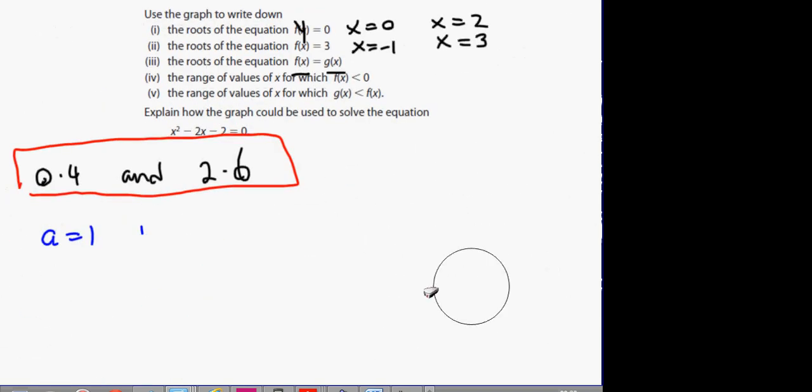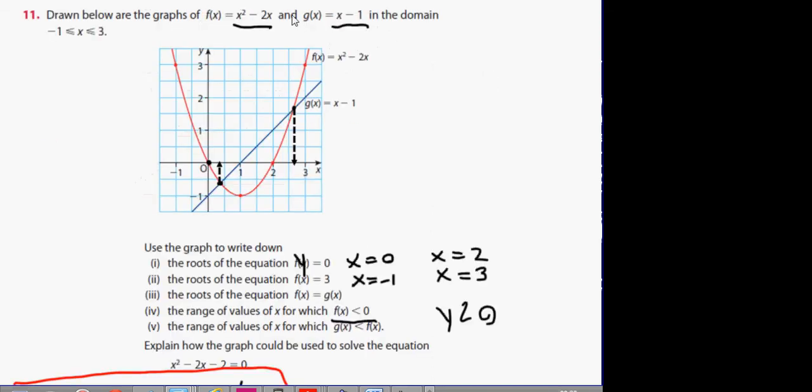What range of values of x for which f of x is smaller than 0? What does that mean, f of x is smaller than 0? What does it mean in English? The y values of which one, the curve or the line? The curve smaller than 0. Let's find out. When does it start being smaller than 0? Bigger, bigger, bigger, neutral. Smaller, smaller, smaller, neutral. In English, it's the answers between 0 and 2.